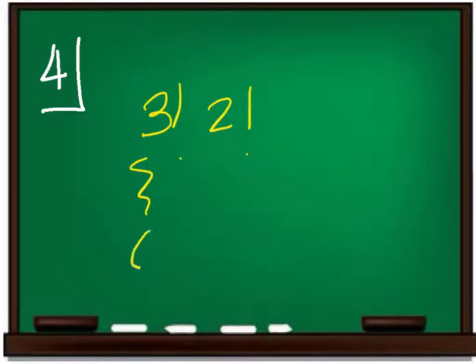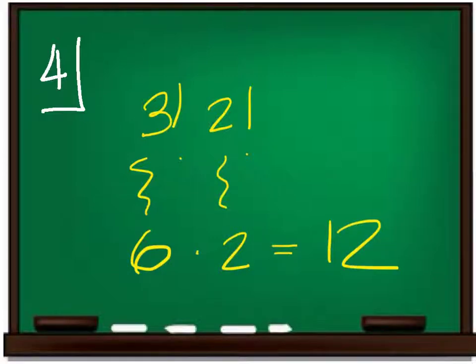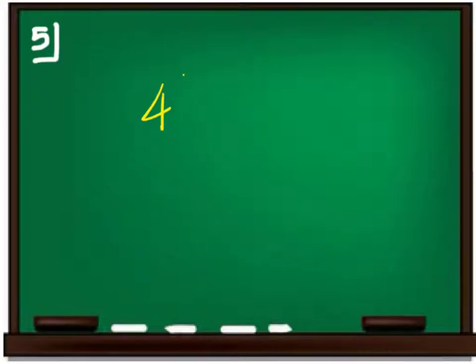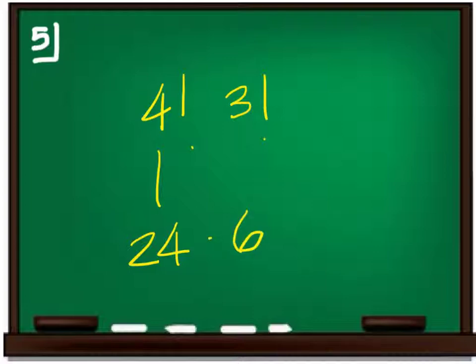3 factorial is 6 and 2 factorial is 2. Multiply those together to get 12. 4 factorial is 24 and 3 factorial is 6. Multiply those together to get 144.